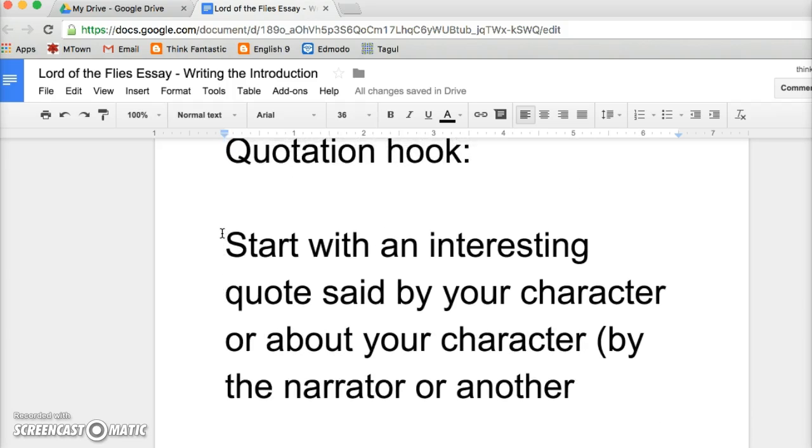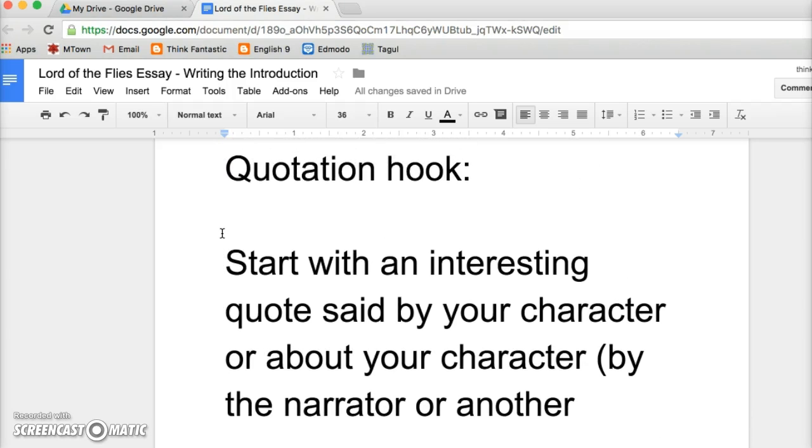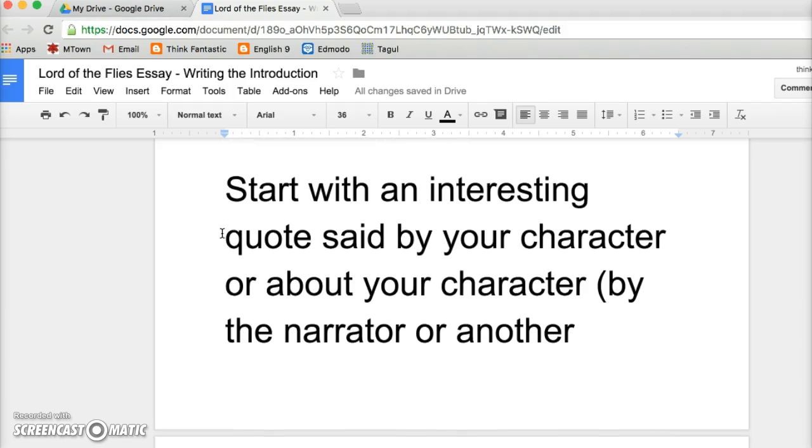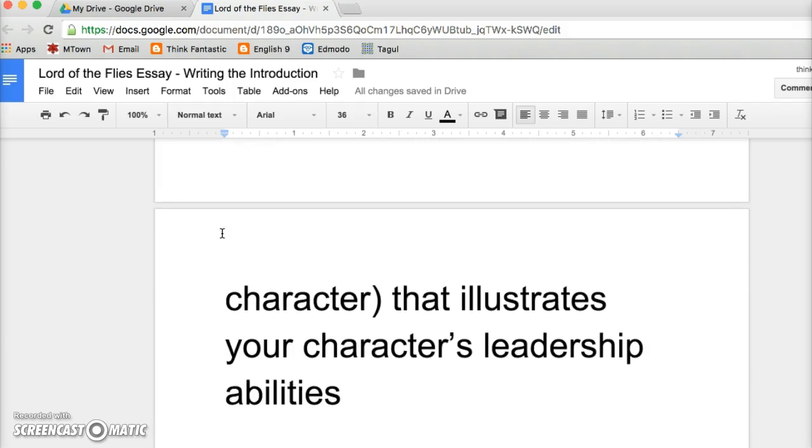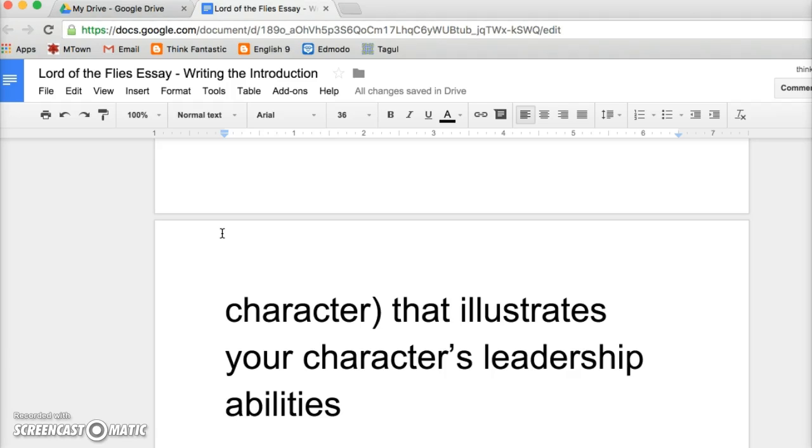Finally, the last kind of hook is a quotation hook. And with that kind of hook, you start with an interesting quote that is said by your character, or maybe it's a quote about your character. Maybe the narrator says something about your character. Maybe another character describes the one that you've been assigned. And hopefully that quote illustrates your character's leadership abilities.